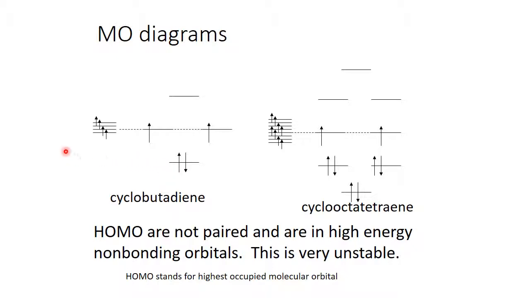Now, we have this term here that says HOMO. What is a HOMO? A HOMO is a highest occupied molecular orbital. So if I look up here, my highest occupied molecular orbital is basically like free radicals. So they're going to be highly, highly reactive, very unstable, very hard to form. Same thing over here, free radicals. And we call this arrangement anti-aromatic.